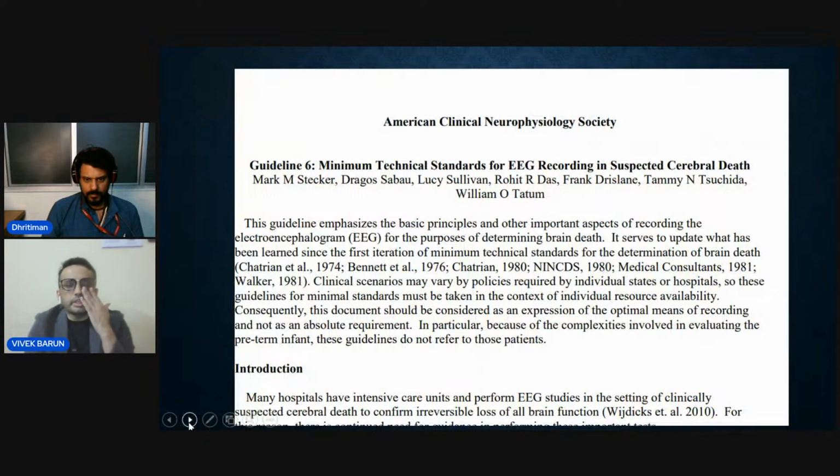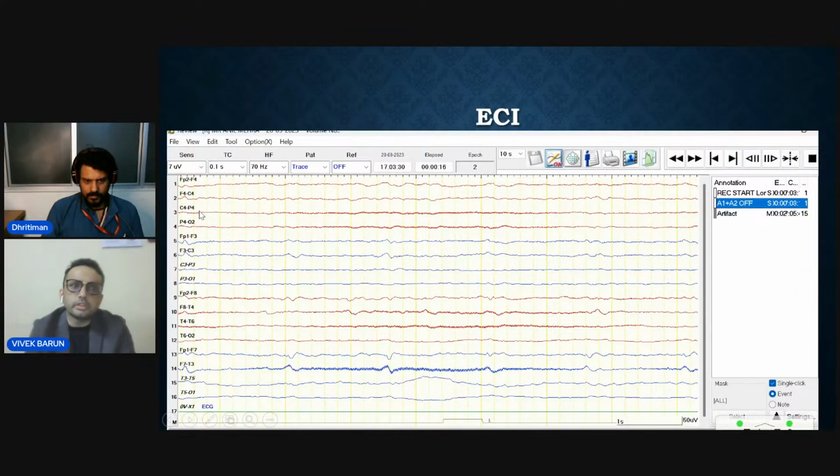Many times we see a patient who is brain dead, although EEG is not very much required to confirm brain death. This is a very important paper by ACNS in which they have very nicely described how we should record EEG in patients with brain death. This is a patient with electrocerebral inactivity.